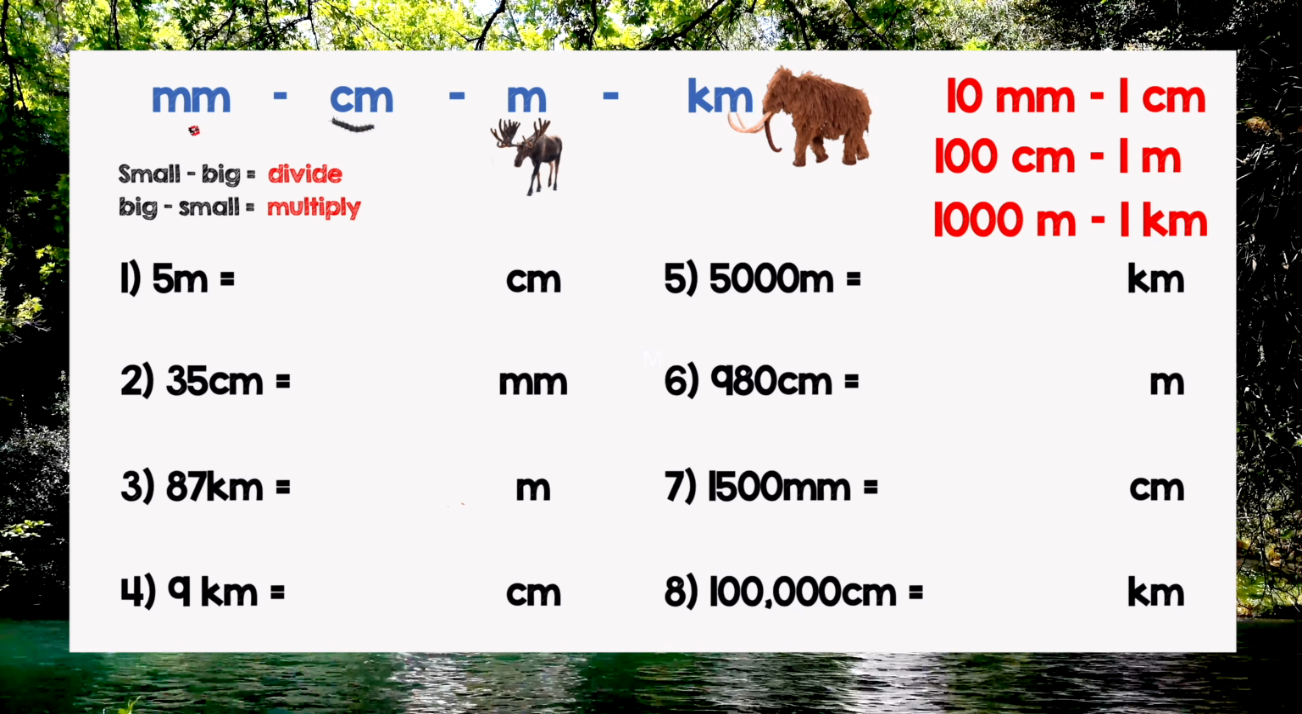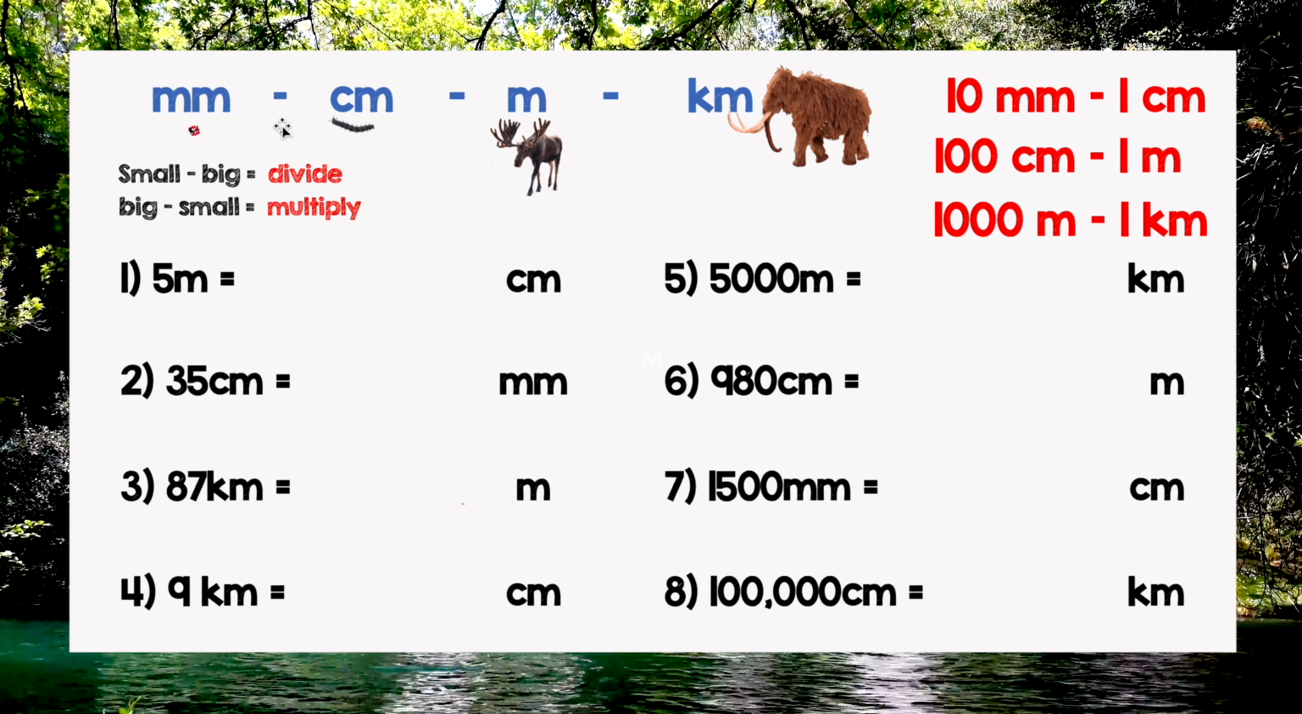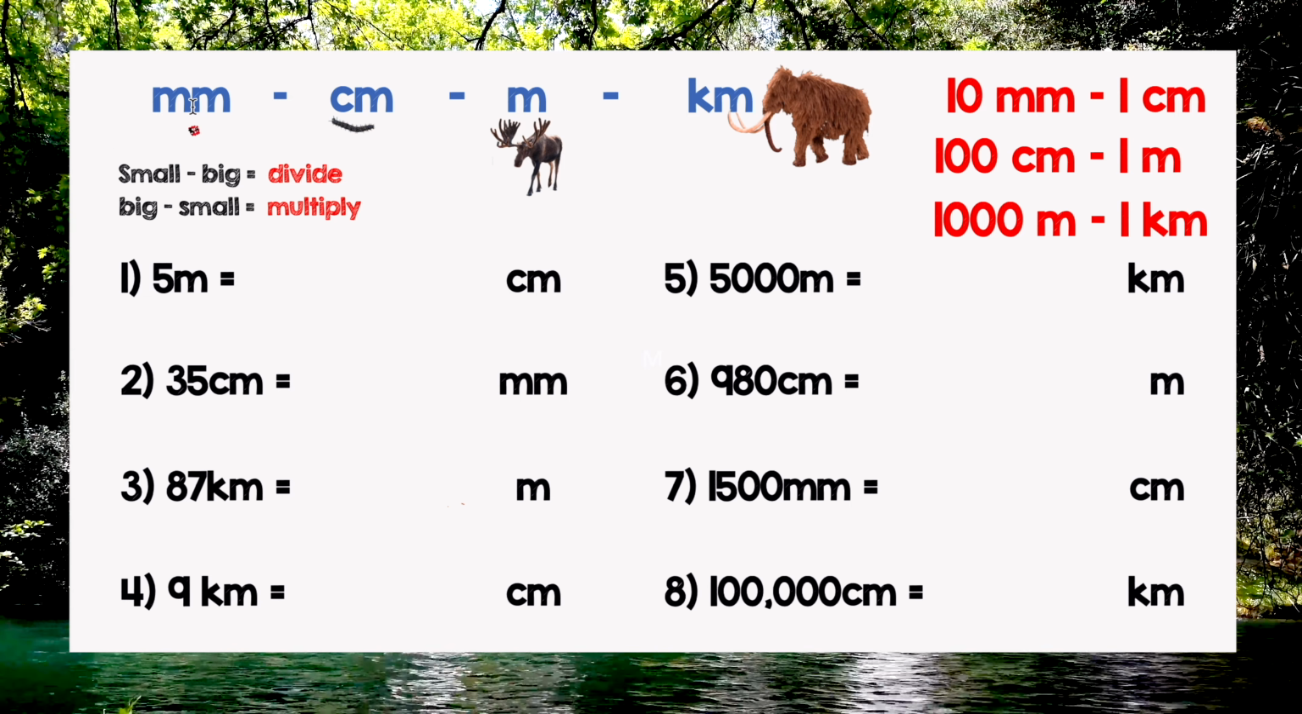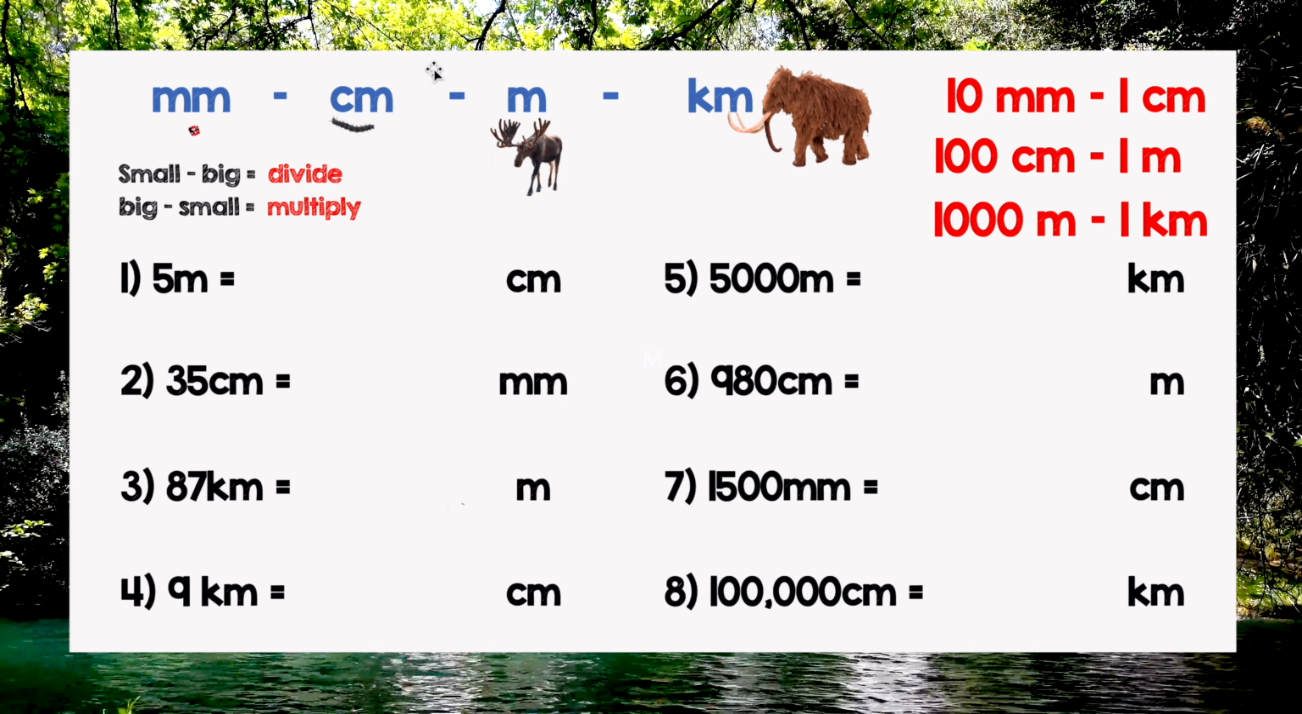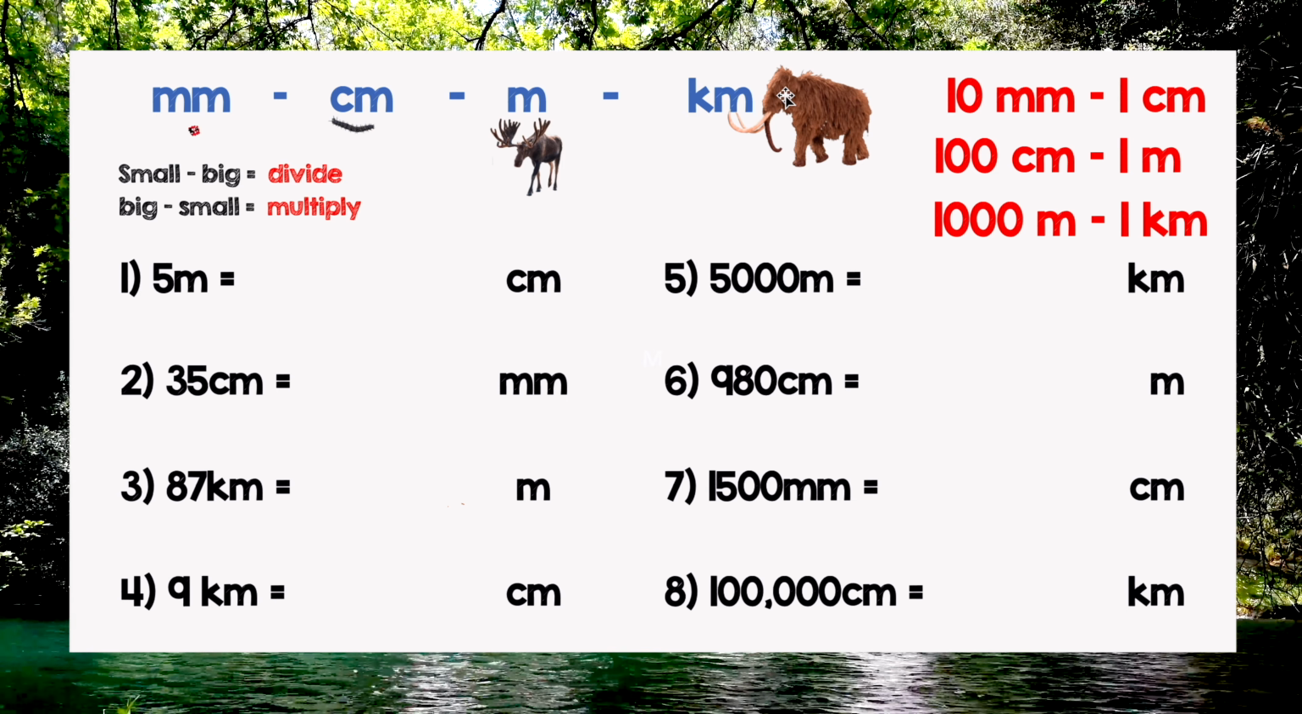Okay, so let's answer some questions. Here we have a reminder in the order of size, starting with millimetre being the smallest, then centimetre, then metre, then kilometre.